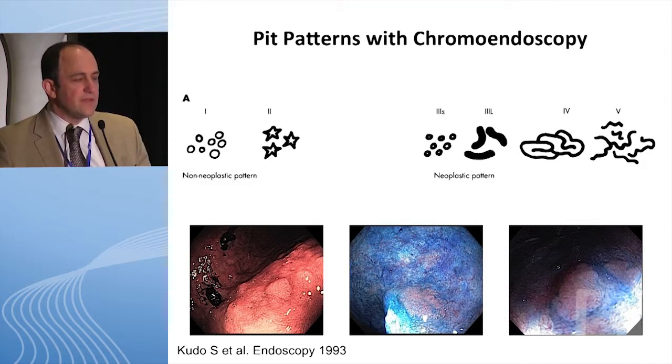But there are some different pit patterns that have been well described to be associated either with a benign finding like a hyperplastic polyp towards the left there, and those that look more malignant or potentially onerous like the ones on the right that are associated with dysplasia or even cancer. You can learn these, and over time you'll get quite good at appreciating what they mean.